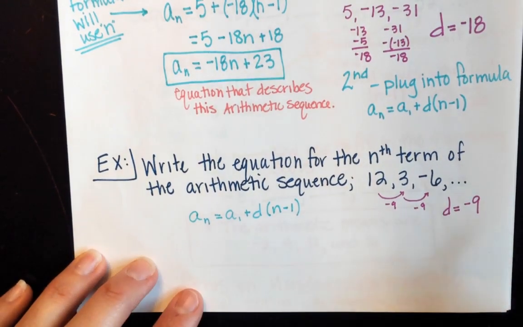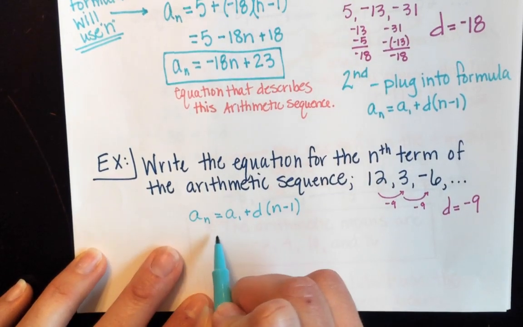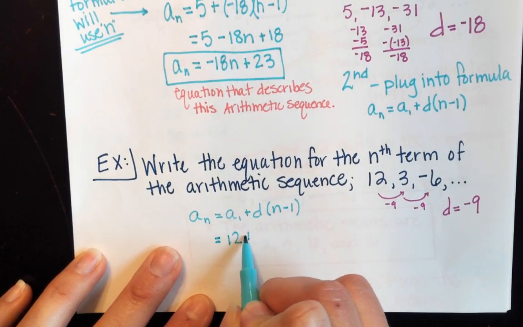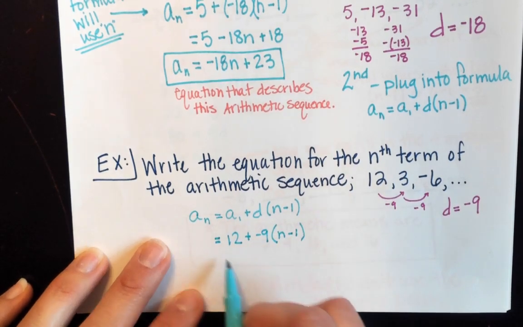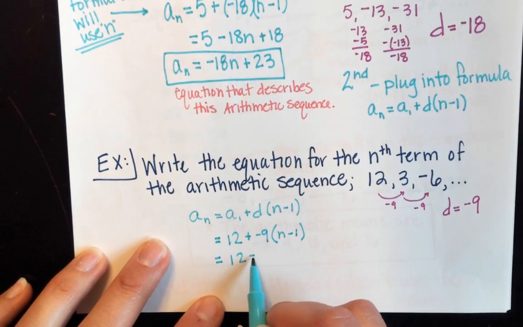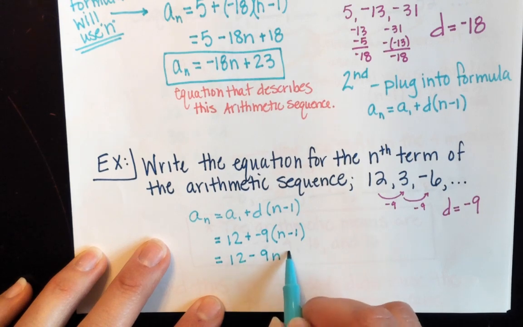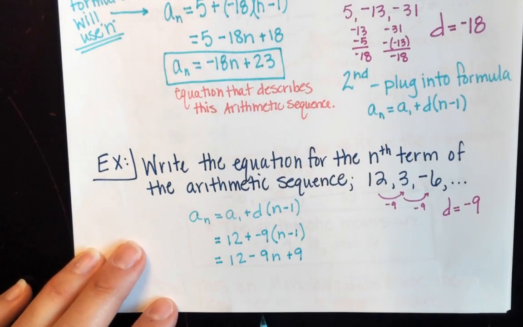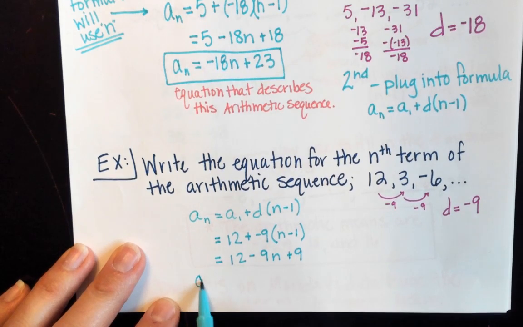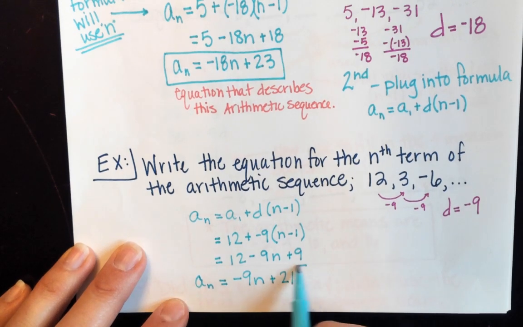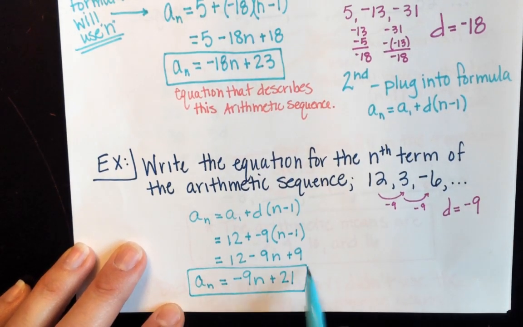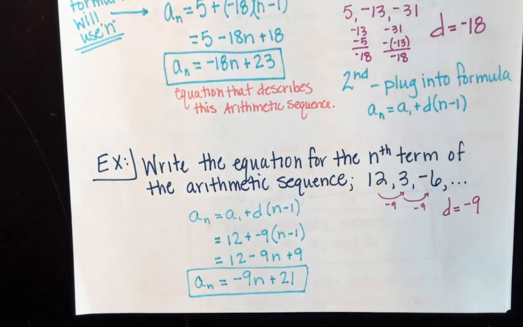And we can see that our first term is 12. We have our common difference, which is that -9. And when we distribute, we end up simplifying this to a sub n equals -9n plus 21. And again, that's where we're stopping. We want the equation.